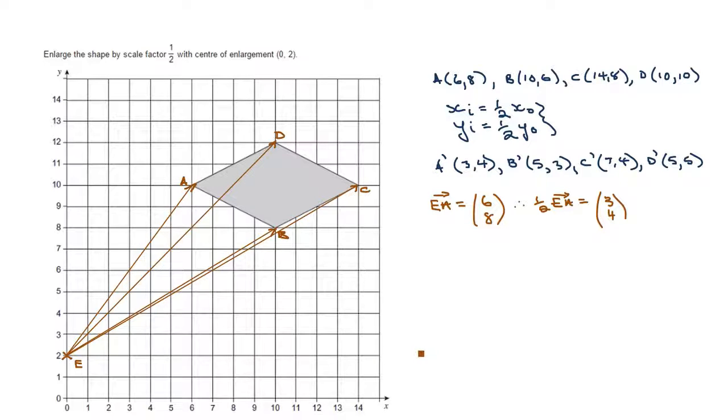So let's have a look at where A prime is. So A prime is 3 along, 4 up. So that's going to take us to here. And now we can label that A prime. There we go. So that's our first one done.